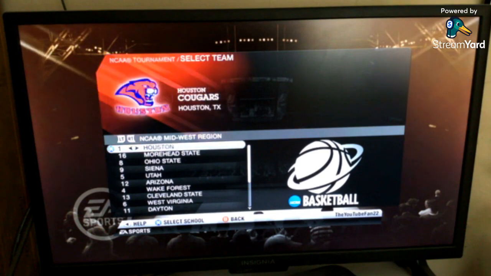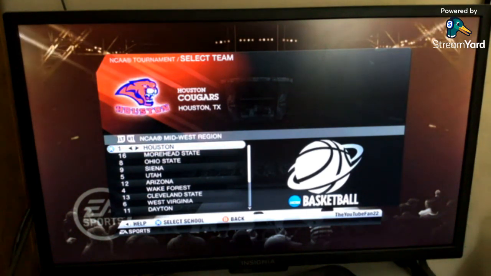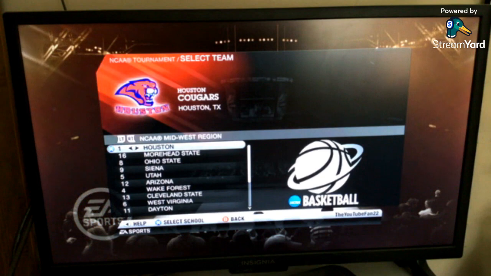I think I passed Houston. There we go. Houston is the number one seed. No surprise there. And also, right now, they are a number one seed, I think. So they might be back-to-back number one seed in back-to-back tournaments here. So we'll find out.